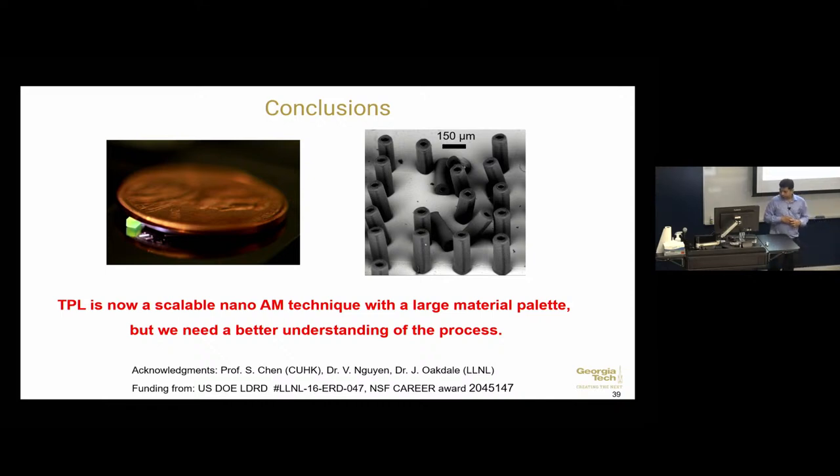And before I stop, I would like to thank some of my collaborators here. A lot of this work that I showed you was done in collaboration with Hong Kong, Professor Shi Qi, and a lot of that work was done in Lawrence Livermore with Dr. Nguyen and Dr. Oakdale being collaborators there. Thank you.